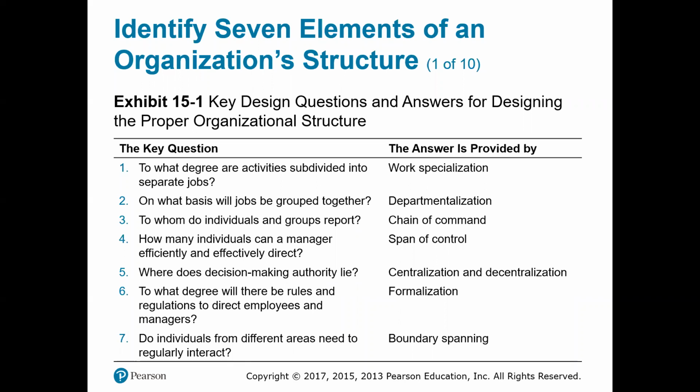Informally, I can talk to anybody. Over lunch, I can speak to the provost, I can speak to the president. That's not a problem. But formally, whom do I talk to? Who actually reports to me? Whom do I report to? All that is what we call chain of command. How many individuals can a manager efficiently and effectively direct? That's the span of control.